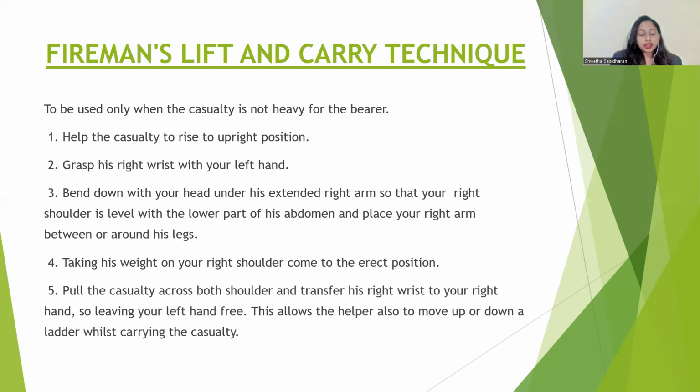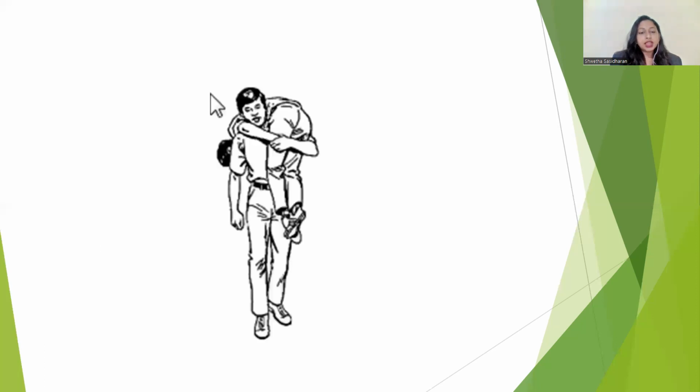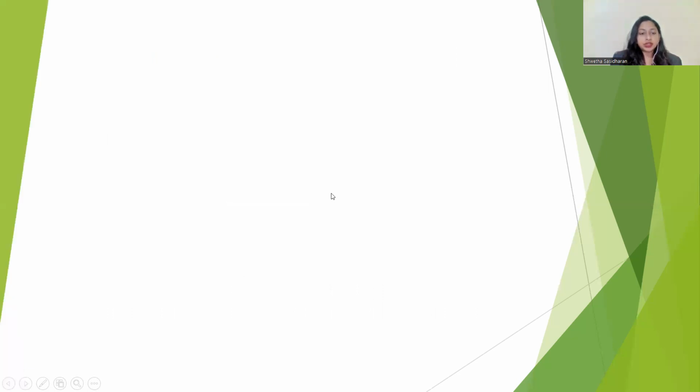Pull the casualty across both shoulders and transfer his right side to your right hand, so leaving your left hand free. This allows the helper also to move up or down a ladder while carrying the casualty. Something like this. When they are trying to make the evacuation and transportation very fast, they will try to put them on their back and move around.